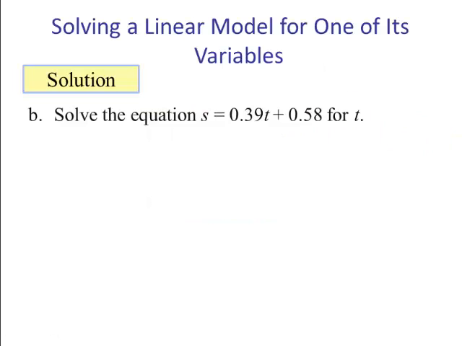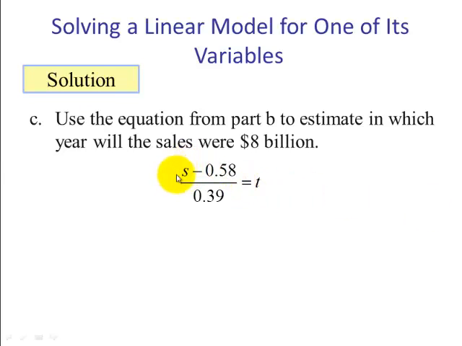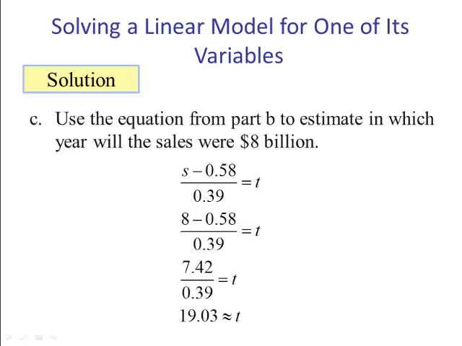Part B, we want to solve this for t. So our first step is to subtract 0.58 from both sides, and then we want to divide by 0.39, and we have our equation. Part C. So S is going to be 8. We subtract 0.58, and then we divide by 0.39, and we get 19.03. So if you recall, t is how many years since 1990? According to the model, the sales will be 8 billion in 2009.